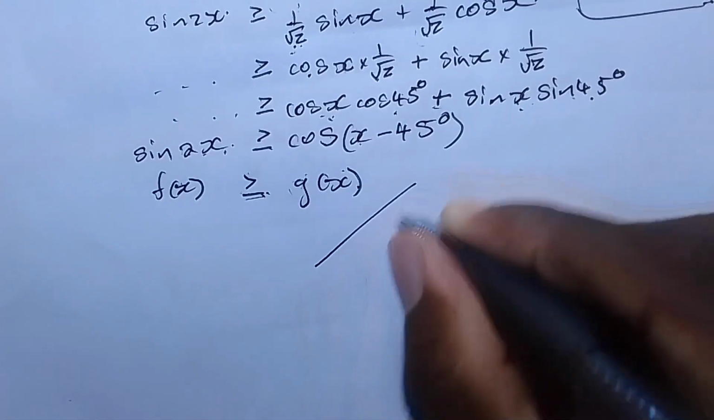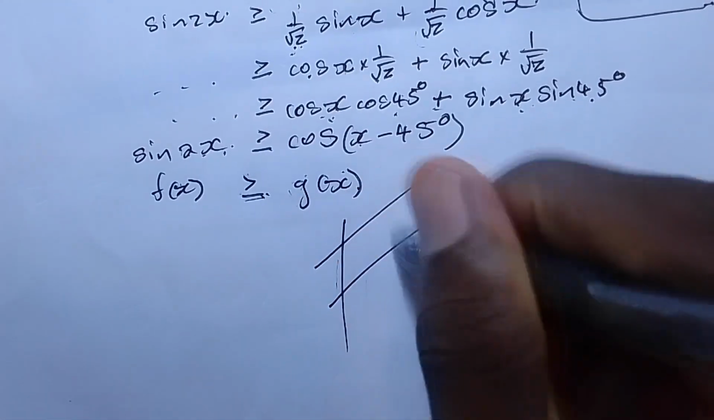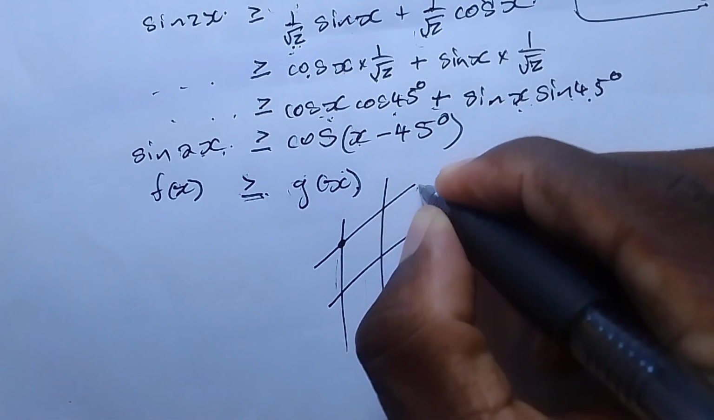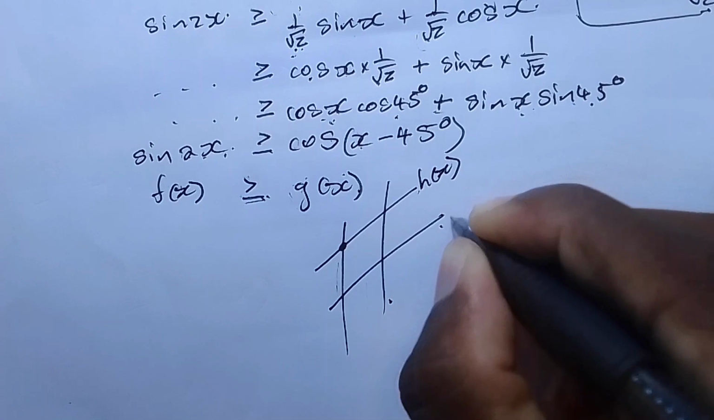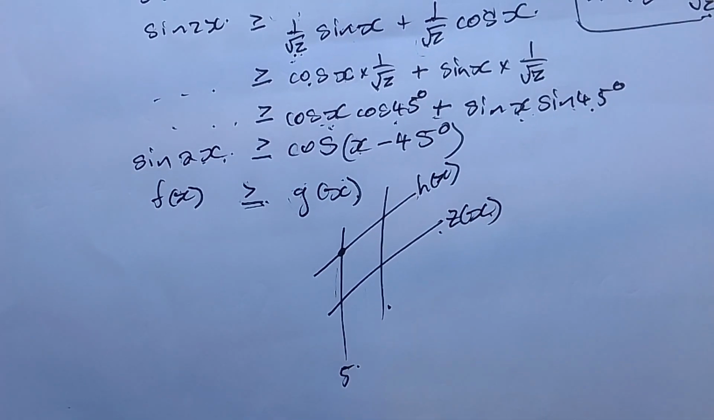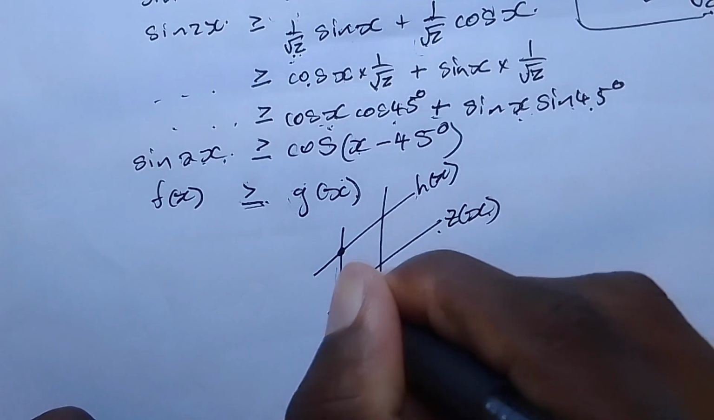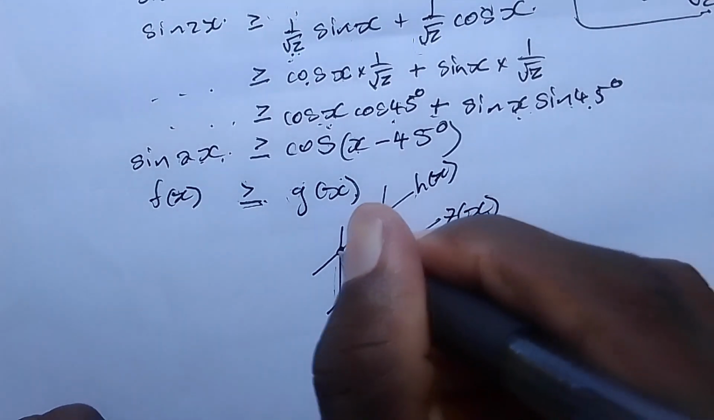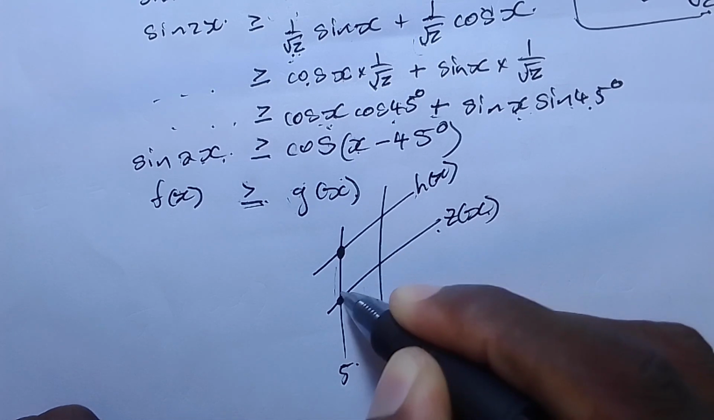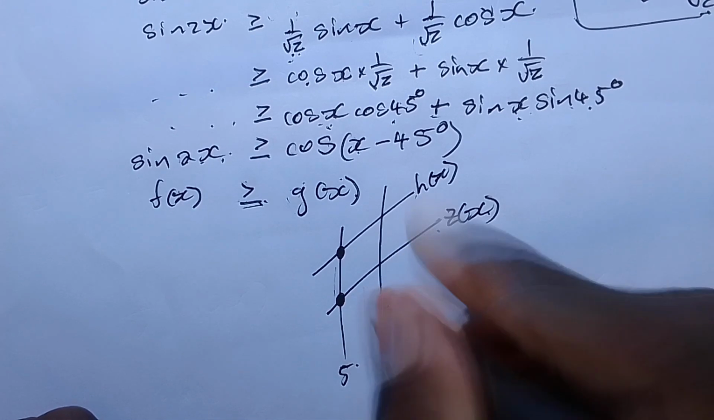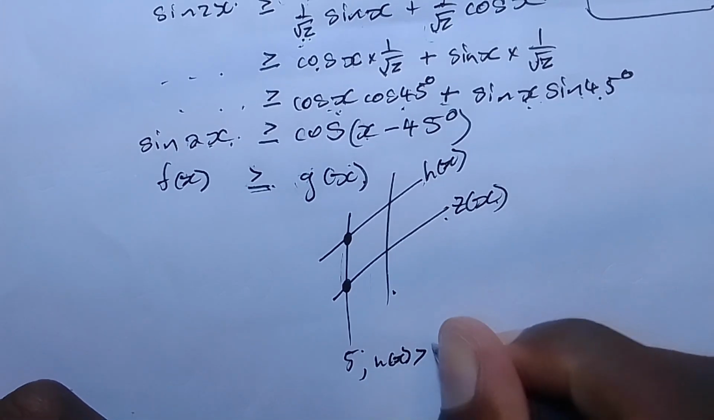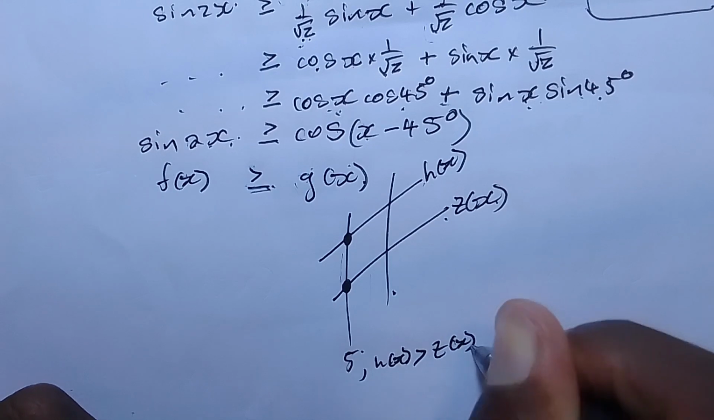It's like if you have two lines like this. At this point, let's say this was h of x and this was z of x, and this was 5. At 5, h of x is above z of x. Therefore, at 5, h of x is greater than z of x.